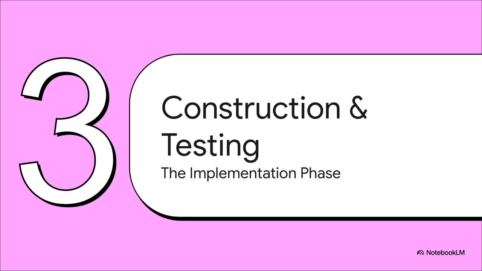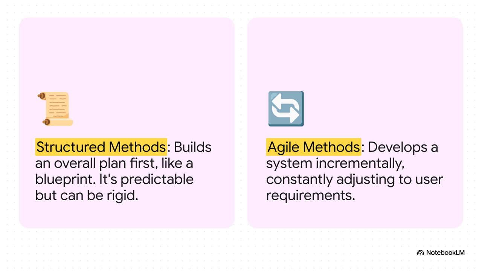a real working system. Now, when it comes to the how of building, there are really 2 main schools of thought. You've got the traditional, structured method. It's predictable, kind of like building from a fixed blueprint, but man, it can be rigid. For the bookstore, that means defining every single feature up front. On the other hand, you have modern agile methods, which are all about flexibility. The bookstore might launch just the textbook search first, get student feedback, and then build the next feature.